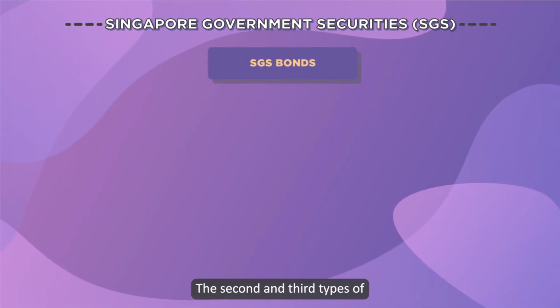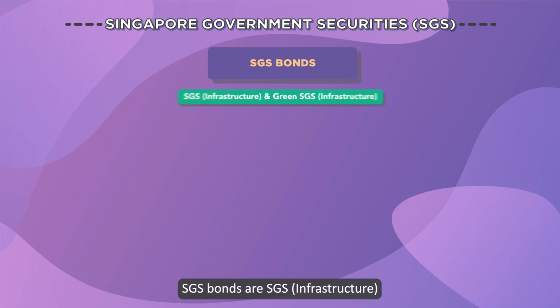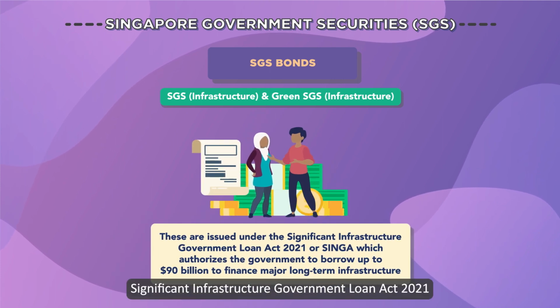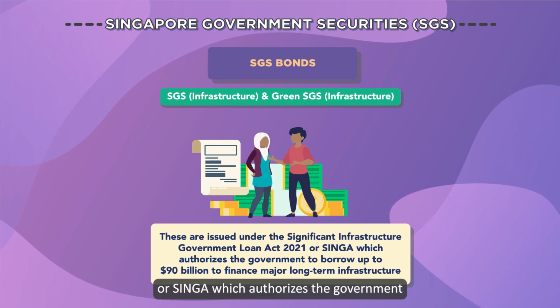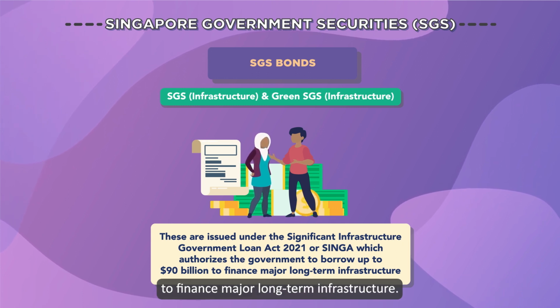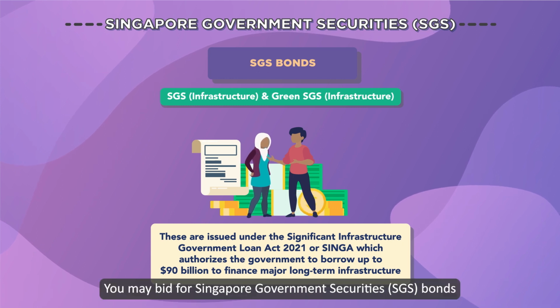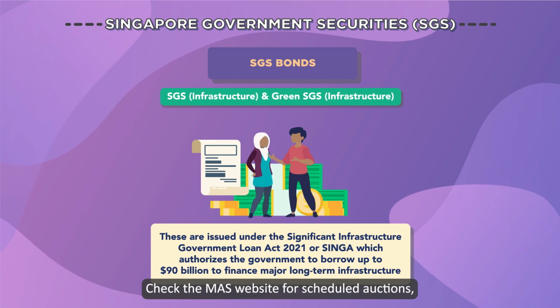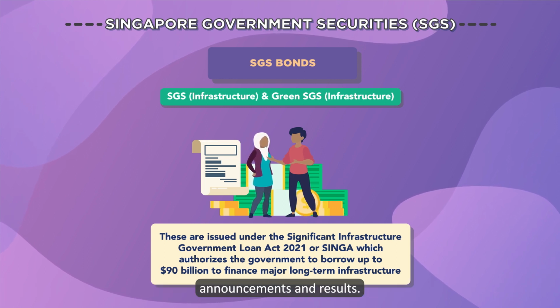The second and third types of SGS bonds are SGS Infrastructure and Green SGS Infrastructure. These are issued under the Significant Infrastructure Government Loan Act 2021, or SINGA, which authorizes the government to borrow up to $90 billion to finance major long-term infrastructure. You may bid for Singapore Government Securities, SGS bonds, and Treasury bills, T-bills, at primary auctions. Check the MAS website for scheduled auctions, announcements, and results.